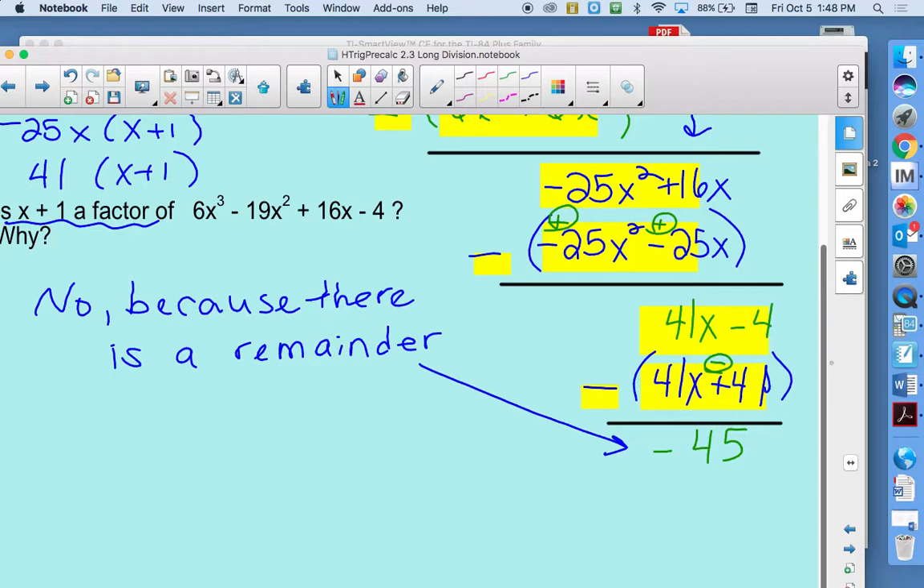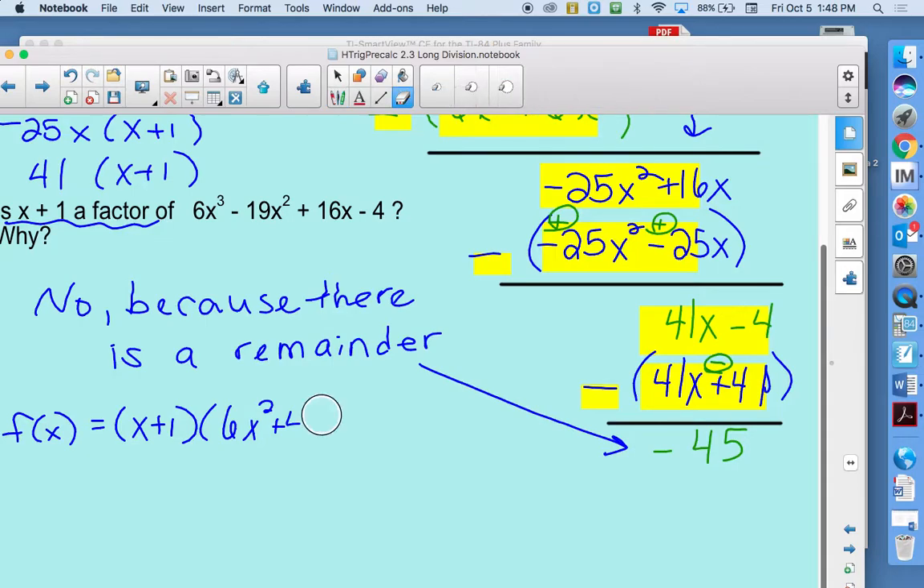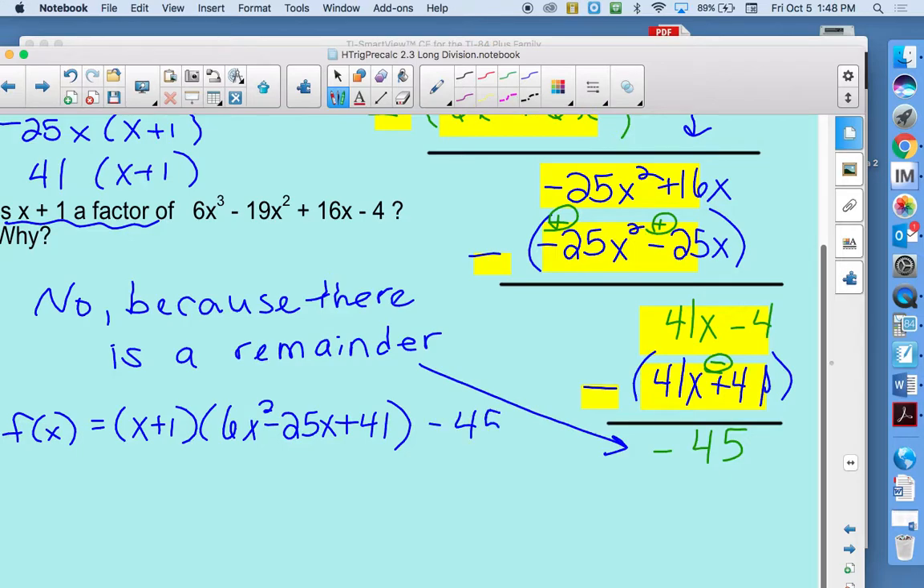We would write this solution: f of x equals x plus 1. That's what we divided with. Our answer is 6x squared minus 25x, and then plus 41. And then the remainder just gets tacked on at the end.